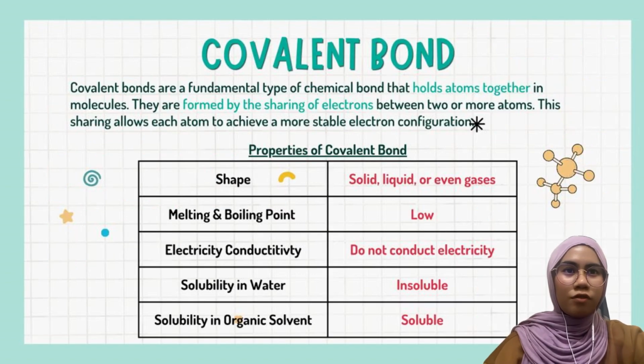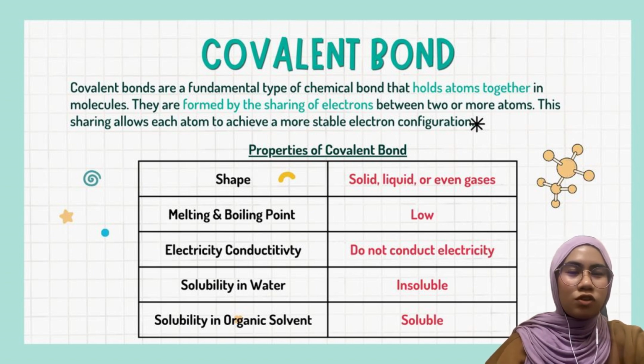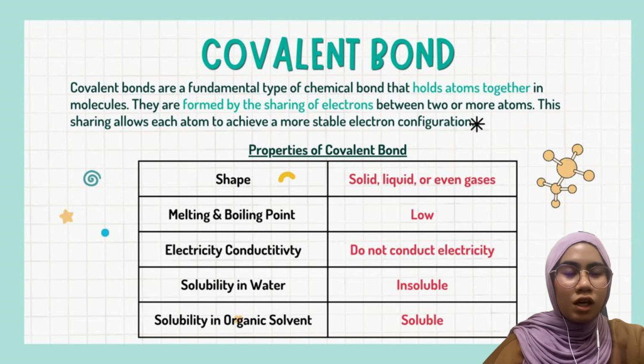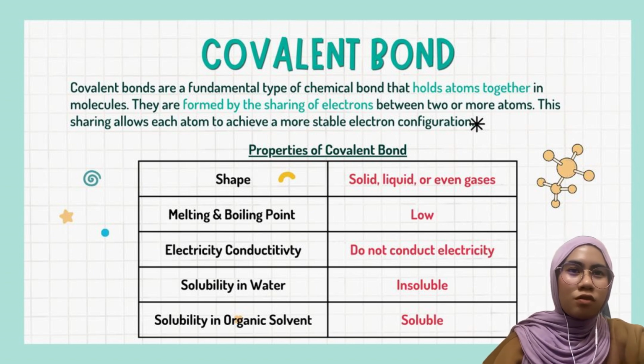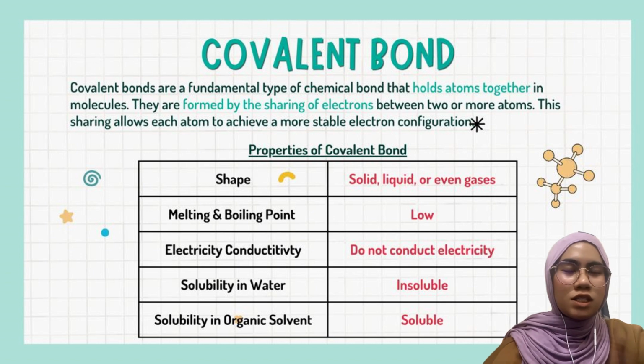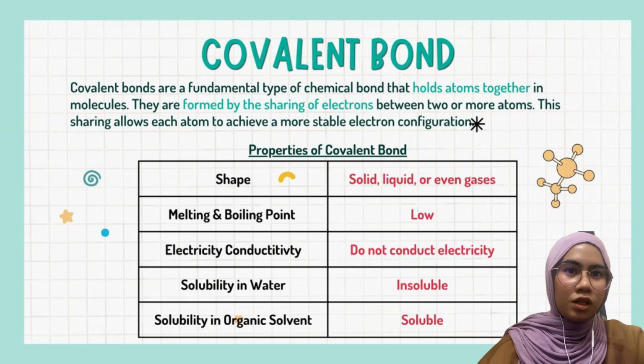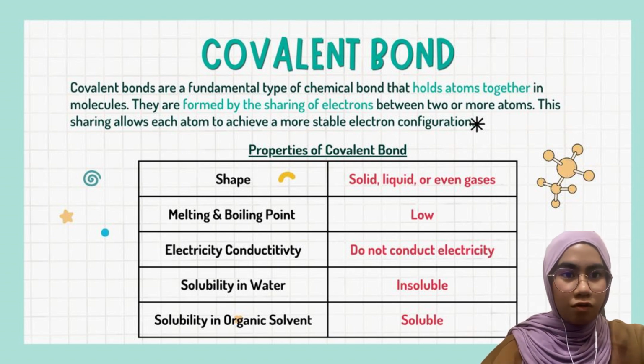Covalent bonds are a type of chemical bond that holds atoms together in molecules. They are formed by the sharing of electrons between two or more atoms. This allows each atom to achieve a stable electron configuration. So there are common properties of covalent bonds. The first one is that it exists as a solid, liquid or even gas. The second one is it has low melting and boiling points. The third one, it does not conduct electricity. The fourth one, it is insoluble in water but soluble in organic solvents.